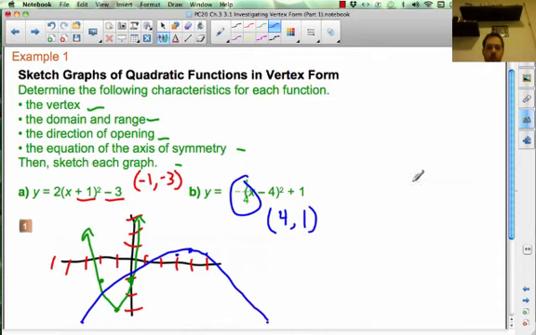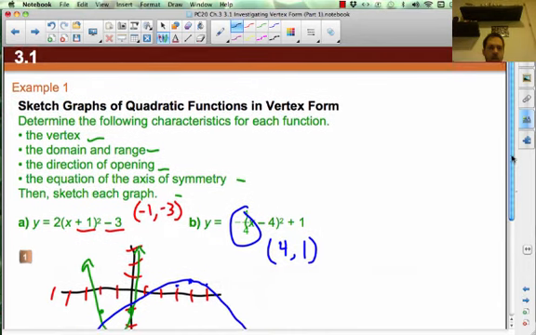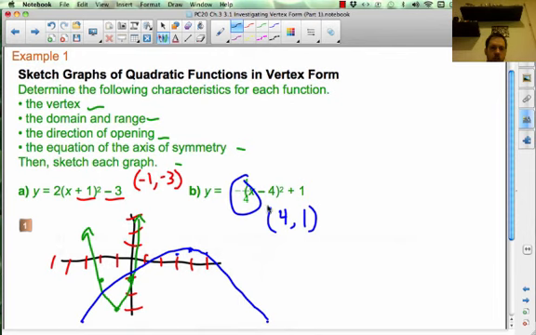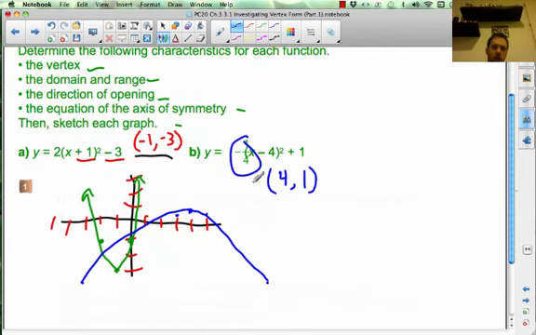Okay, that was pretty good. The vertex of each one of these things, the vertex we determined as part of our graphing of it, so we've already got that. Domain and range. Now, domain is the values of x that this graph will touch.